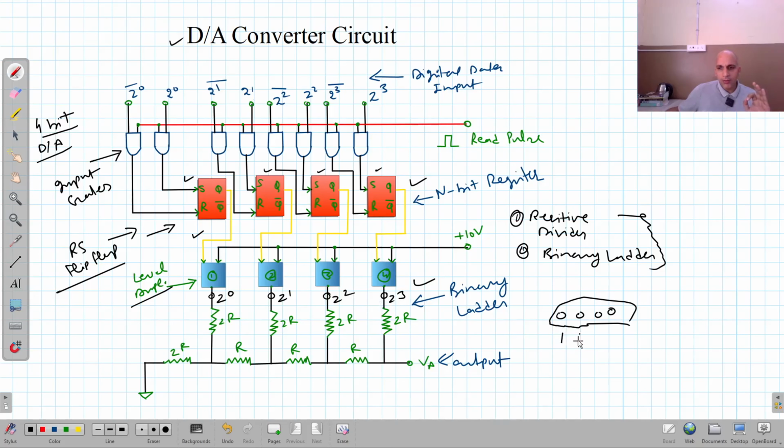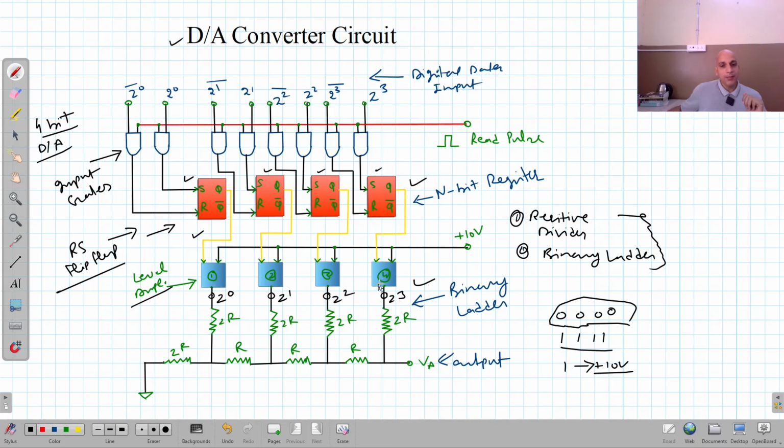But if they are all 1, 1, 1, 1, it is our choice what voltage corresponds to 1. Suppose it is equal to plus 10 volt. It means all the inputs should have exactly plus 10 volt. There should be no deviation, like 9.5 or 11.5. Otherwise, the analog output that I will get here will be distorted. It would not represent the digital information correctly. So this is the role of the level amplifier.